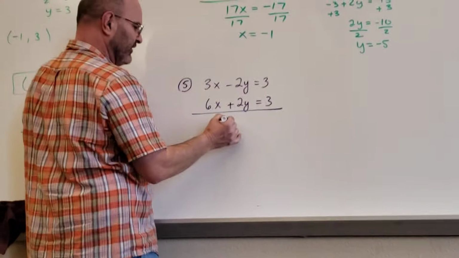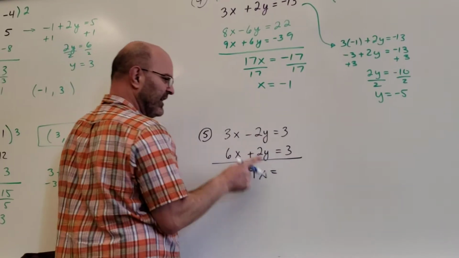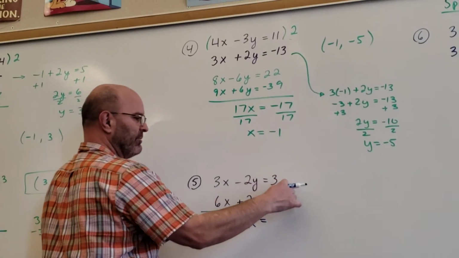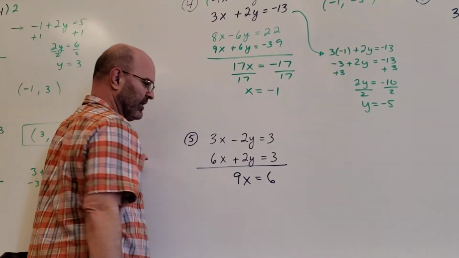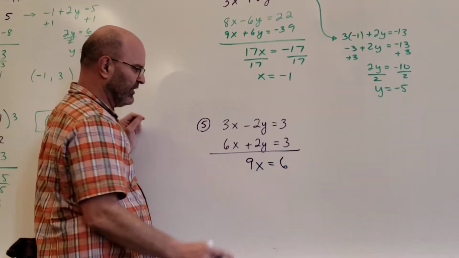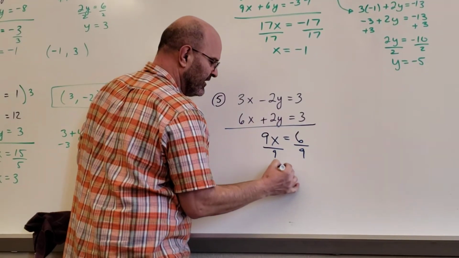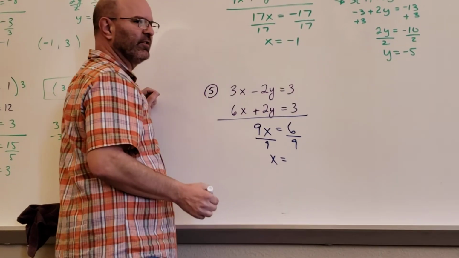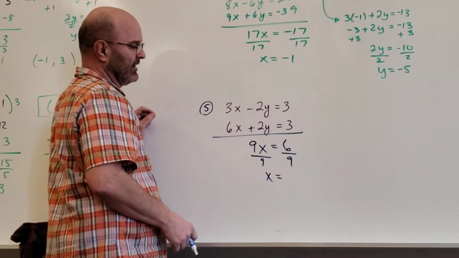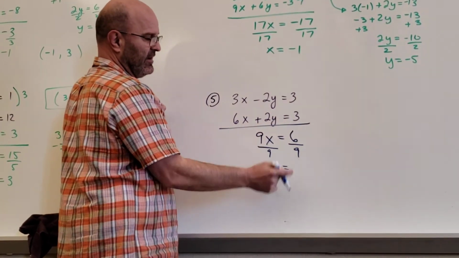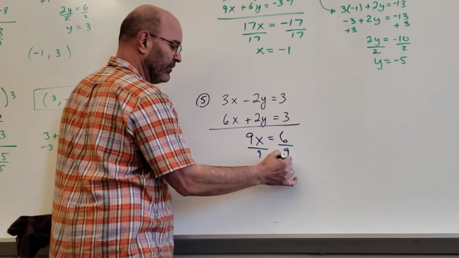3x plus 6x is 9x. Once again, the y's have dropped out, and 3 plus 3 is 6. Okay, now staring at this equation makes me a little bit nervous because I'm dividing both sides by 9, and does this look like a whole number or does this look like a fraction? Well, 6 divided by 9 is the same thing as 2/3.